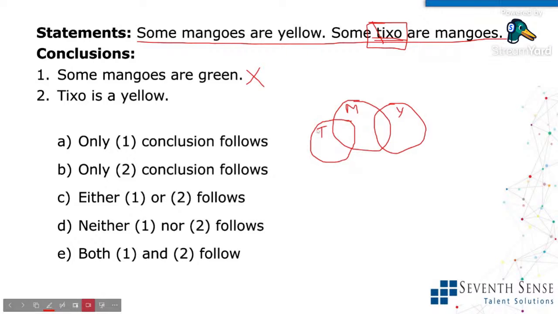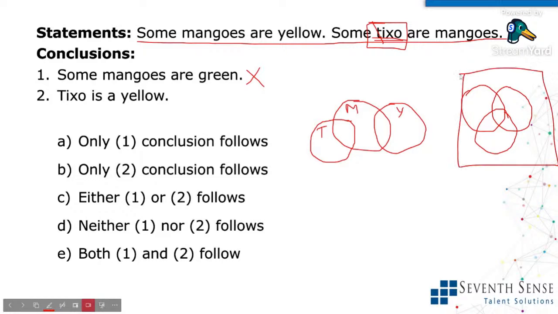Tixo is a yellow. See, your tixo is over here and your yellow is over here. There is no connection over here. Some people will draw it like this also, but let me tell you, please avoid this type of diagram. This causes a lot of confusion. So rather than drawing it like this, draw it like this. I will show you some diagrams which have been explained like this, but highly recommended, I would ask you to draw it like this rather than this.